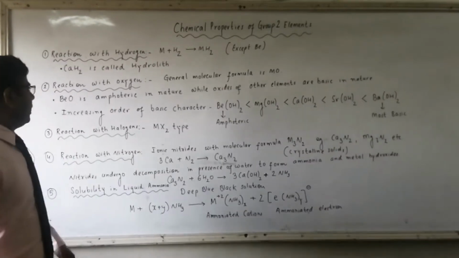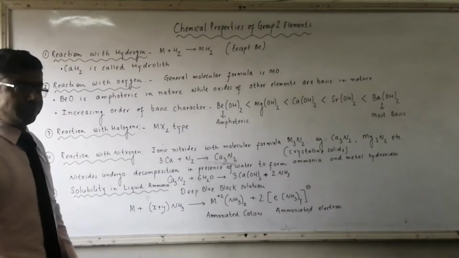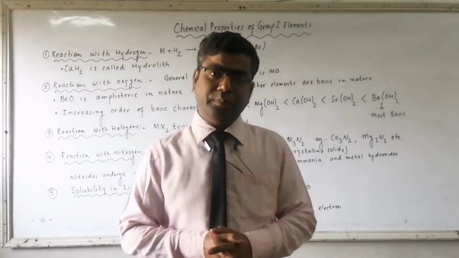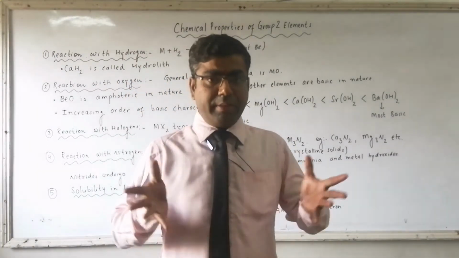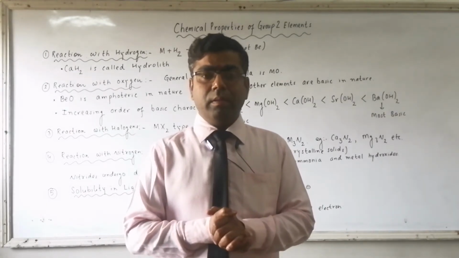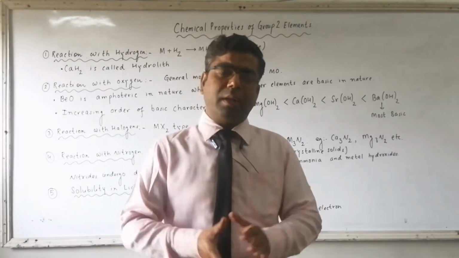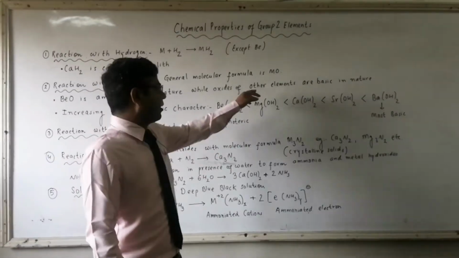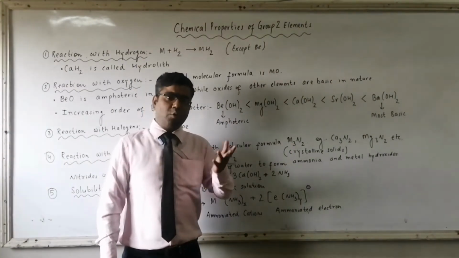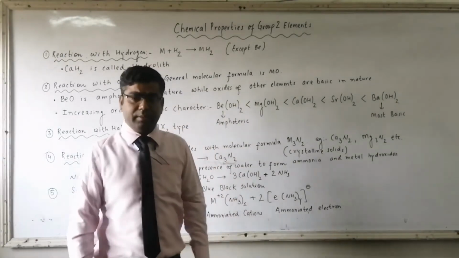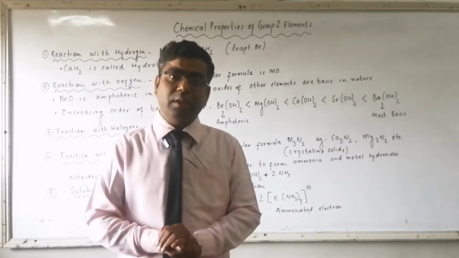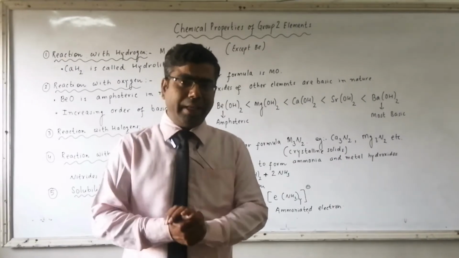Next one is your reaction with oxygen. These metals burn in presence of oxygen, as they are highly reactive in nature. On reaction with oxygen, they form oxide with general molecular formula MO, where M is M plus 2 ion and O is O minus 2 ion. So this is the formula for normal oxide of alkaline earth metals.